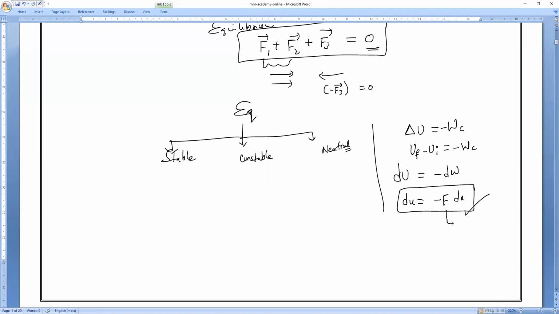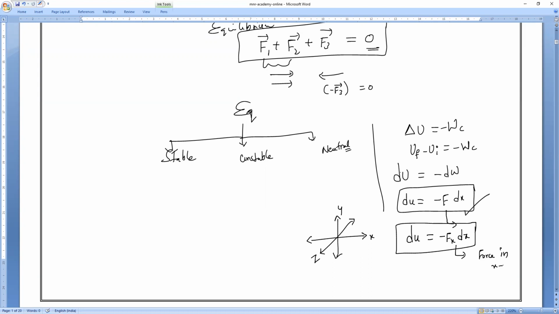Now, for example, if this force is acting in a particular direction. We have three directions: one is the z direction, one is the y direction, and another one is the x direction. Clear? So if it is in the x direction, then dU is equal to minus F dx. What do you mean by this? The force is acting in which direction? The x direction, because force is a vector.